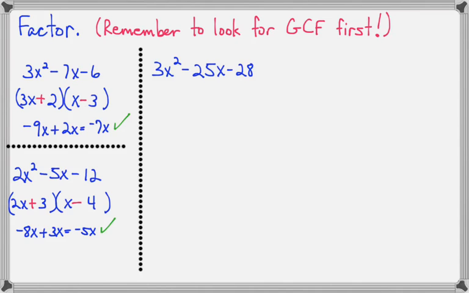Okay, 3x squared minus 25x minus 28. Again, no common factor. And first times first needs to be 3x times 1x. The signs need to be different.